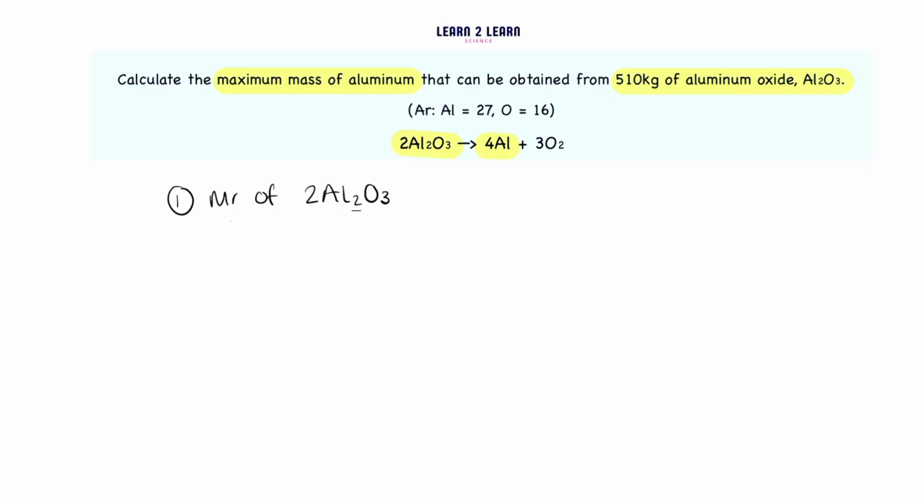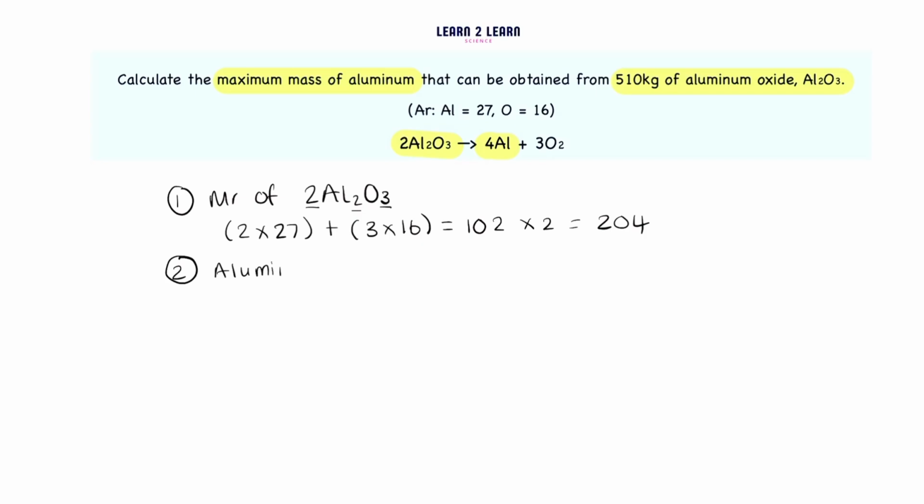So question number 1 is our MR of aluminium oxide. Part 1 of our question. We have 2 aluminium, so I'm timesing it by 27, and we have 3 oxygens, so I'm timesing 3 by 16. That is going to give me a total of 102. But of course, we have a 2 in front of that entire molecule, so I need to bear that in mind and multiply everything up, which gives us our MR of 204.